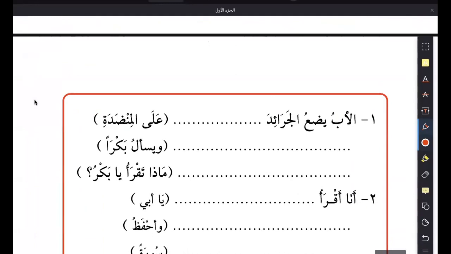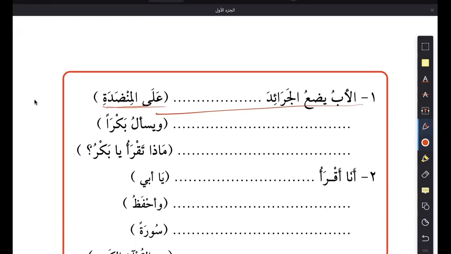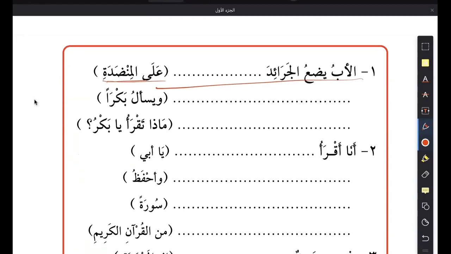So you will say al-ab yada'u al-jara'ida. The father puts newspapers ala mindada. Remember, the mindada is a table. So then you add ala mindada. Then for the next line, you write the whole thing, and then you add wa yas'alu bakran. Okay, so you will say al-ab yada'u al-jara'ida ala al-mindadati wa yas'alu bakra. Then you add ماذا تقرأ يا بكر, with the whole thing that you had before, right? So you will say الأب يضع الجرائد على المنضدة ويسأل بكرا ماذا تقرأ يا بكر.